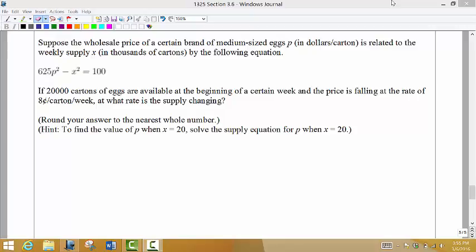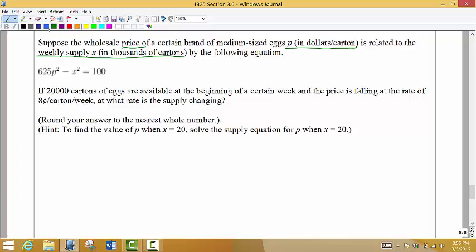Let's look at another related rate problem. Suppose that the price of a certain brand of eggs, and the price is given in dollars, so our price P is given in dollars, is related to the weekly supply in thousands by the following equation. So 625P squared minus x squared equals 100.